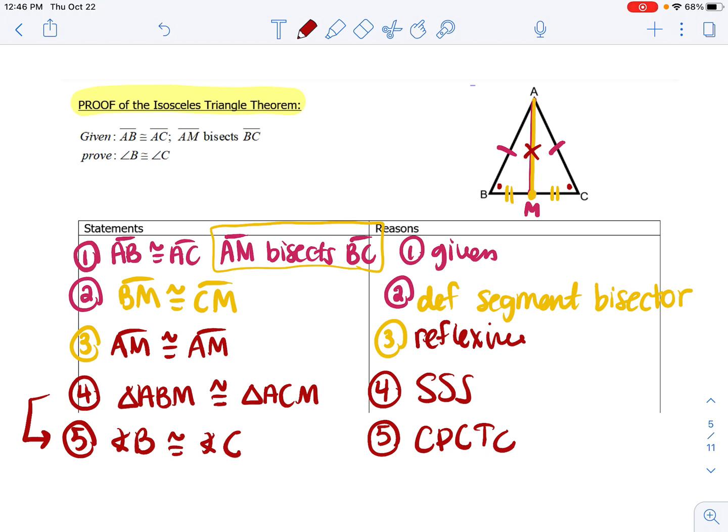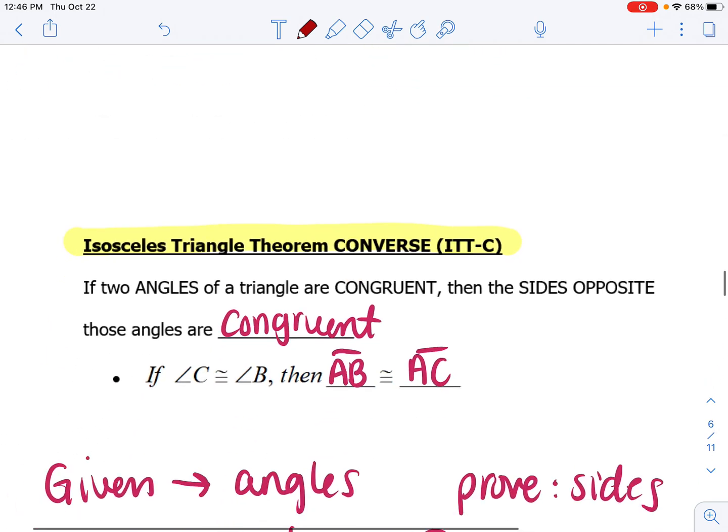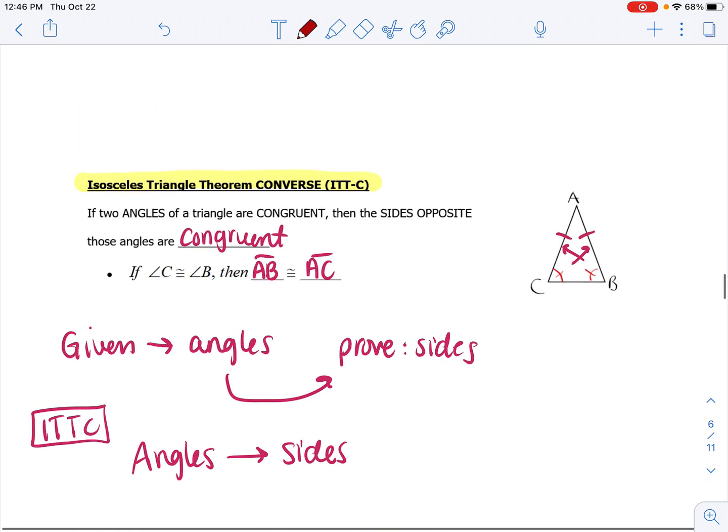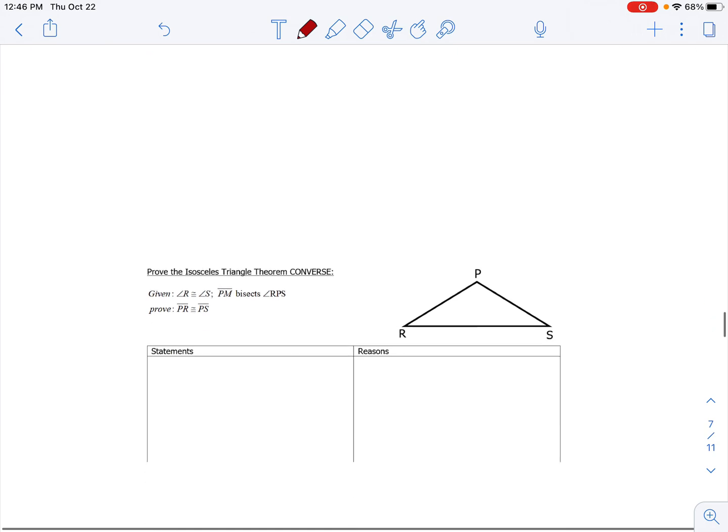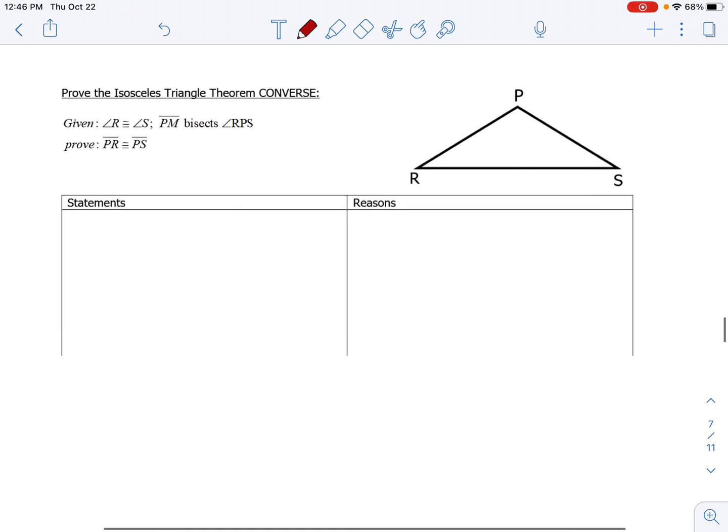But when we begin using this in other proofs, we are just going to jump directly from step 1 to step 5 and use the reason of ITT, isosceles triangle theorem. So ITTC, let's look at the proof of that. This is the converse theorem.